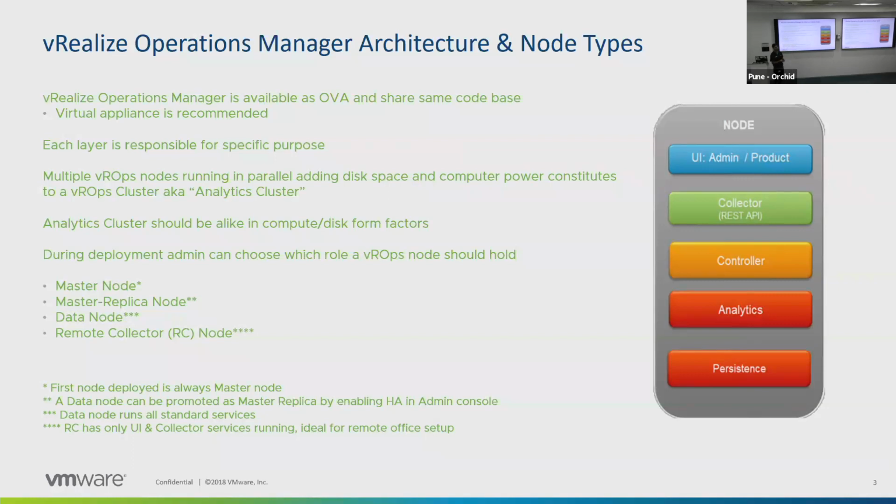It has admin UI and a collector UI, right? So it is required only to collect the data and pass it on to your master node. When vRealize Operations Manager is running in a cluster, it is called an analytics cluster. So if I'm referring to an analytics cluster, that means one master node, maybe one master replica, and a bunch of data nodes running together for a single operations. Clear so far?